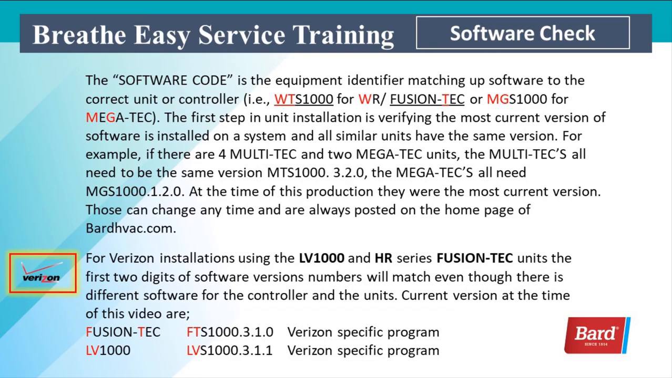For Verizon installations using the LV1000 and HR series FusionTechs, the first 2 digits of the software version numbers will match even though there is a different software for the controller and the units. Current versions at the time of this video for the FusionTech, the FTS 1000.3.1.0 and the LVS 1000.3.1.1. So the first 2 digits always match up on these versions.